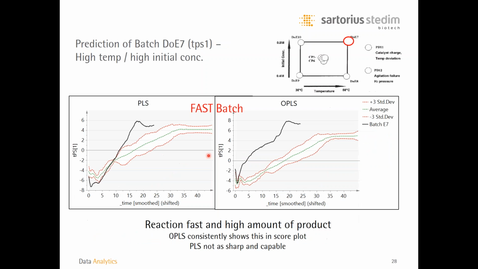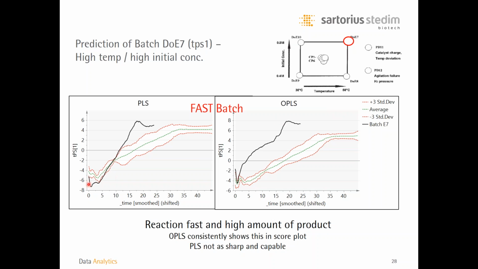When we now apply these control charts to one of the test set batches, in this case the top right-hand corner, where we have the high setting for both DOE factors, high temp and high initial concentration, we see both in the PLS model and the OPLS model that this has to be a rather fast batch producing a high amount of product.